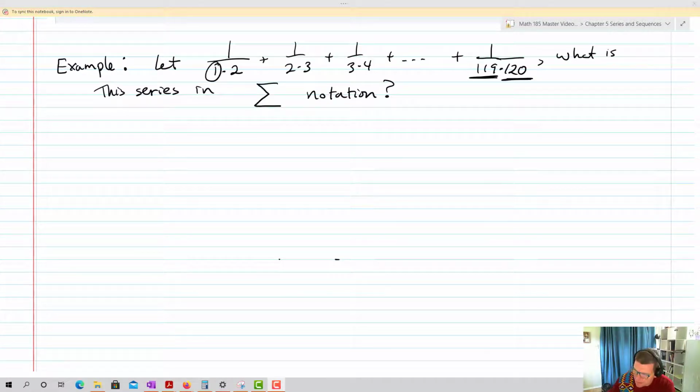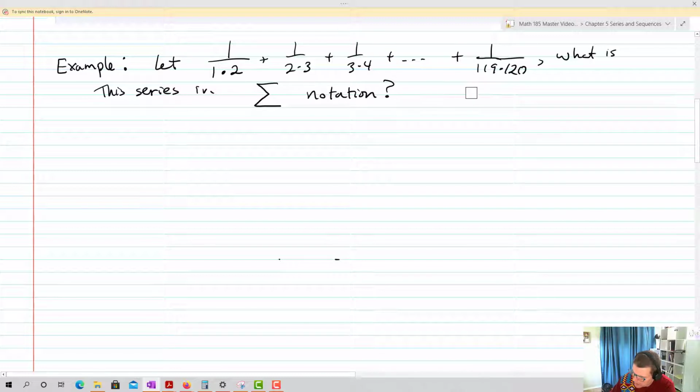Let's say we have the series 1 over 1 times 2, plus 1 over 2 times 3, all the way up through 1 over 119 times 120. Let's write the series in sigma notation. This is one of those things that you should be able to do.